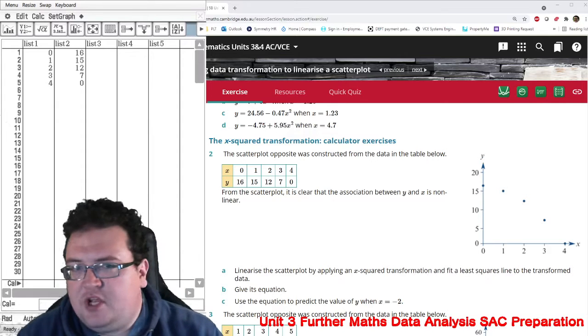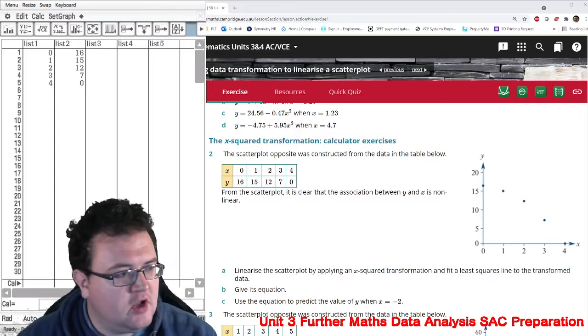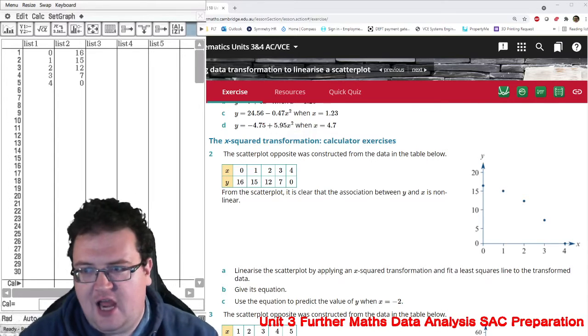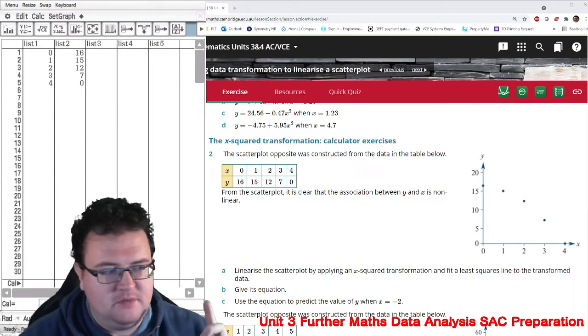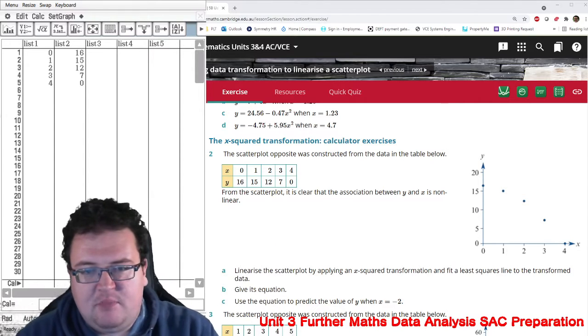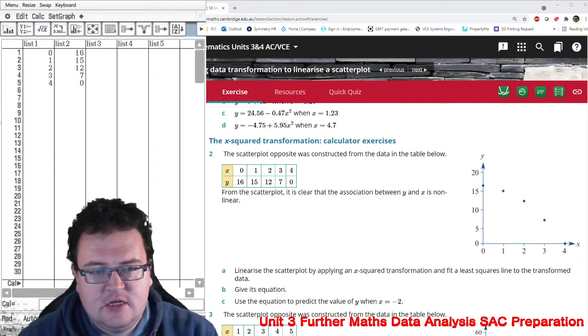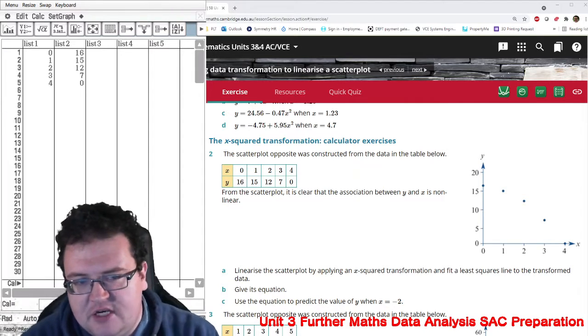Good morning. Today we're looking at Chapter 5b, using data transformation to linearize a scatter plot. A student has asked me to provide a video walkthrough for how to complete the question up there. This scatter plot opposite was constructed from the table below. Got the data there: 0, 1, 2, 3, 4, 16, 15, 12, 7, 0.